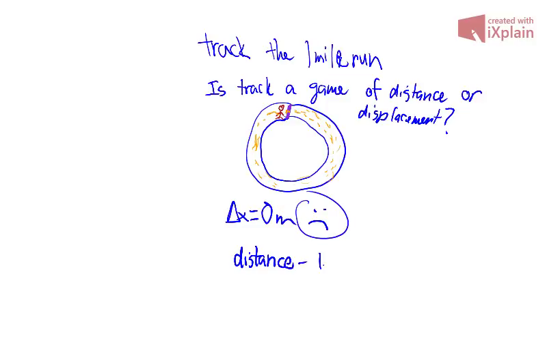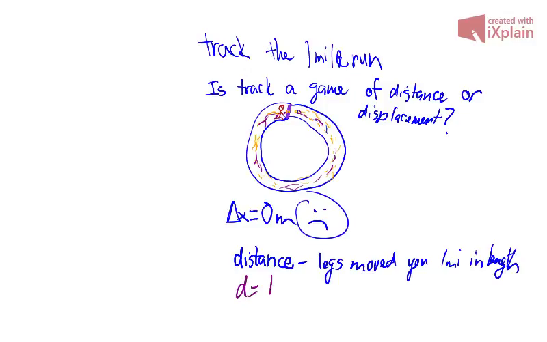So your legs moved you 1 mile in length. Your legs moved you around here 4 times. 1, 2, 3, 4. All the while, you were gaining more and more distance. So the distance equals 1 mile. So ultimately, a 1 mile run competition would be a game of distance.